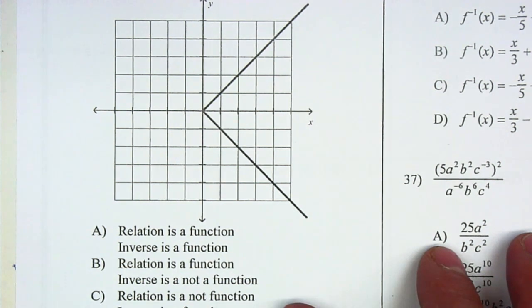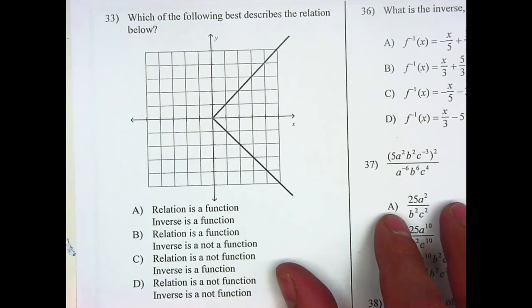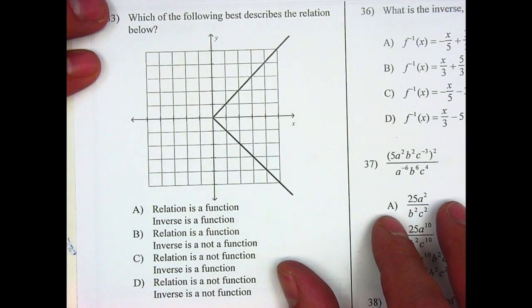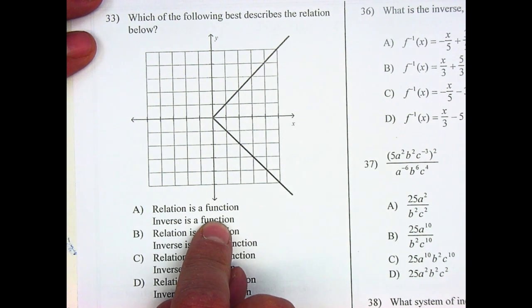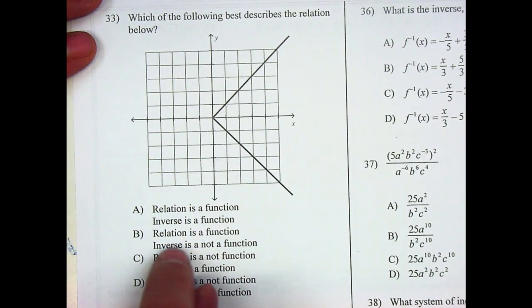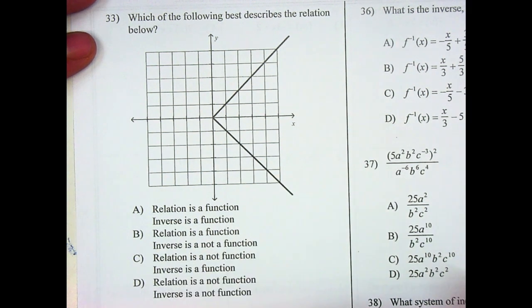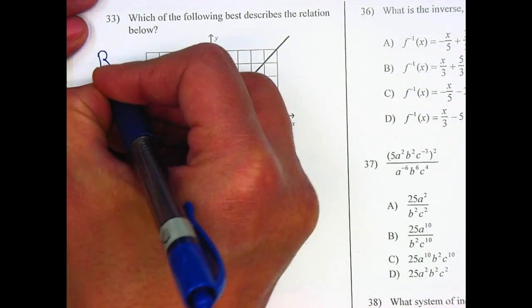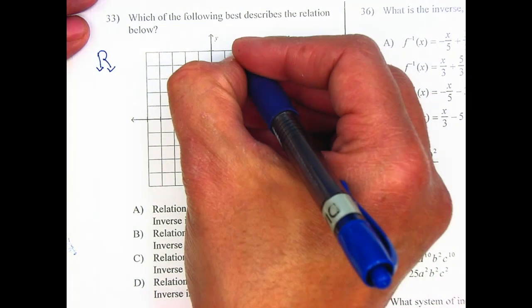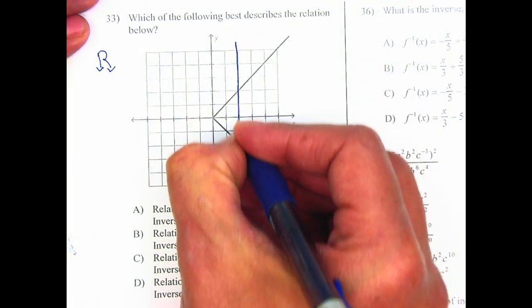Let's continue to the last page. Problem number 33. On problem number 33, it asks which of the following best describes the relation below. The relation is a function, the inverse is a function. The relation is a function, the inverse is not a function. So remember that to find whether the relation is a function, we need to be able to draw lines up and down. It can only cross once.